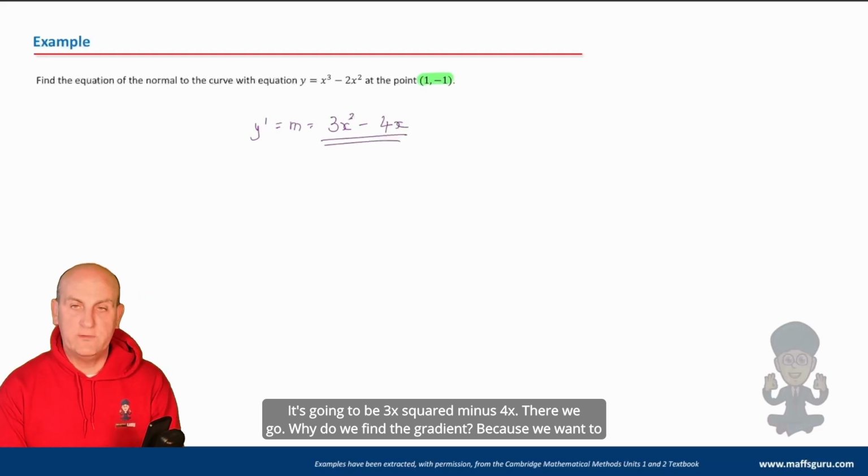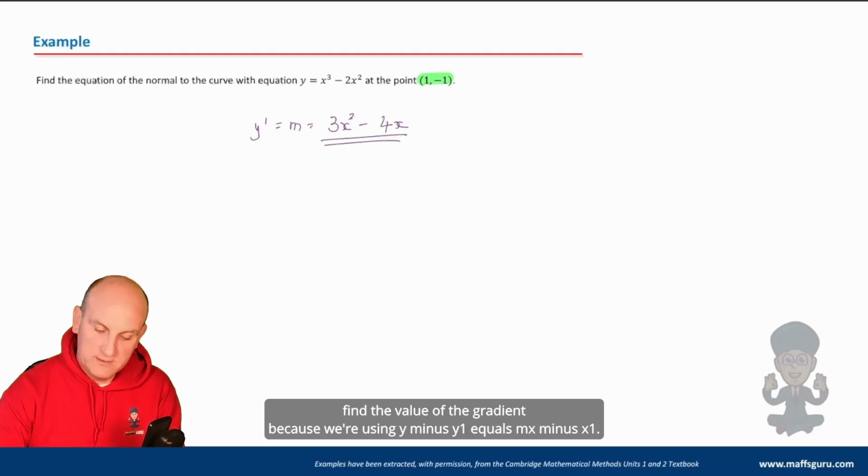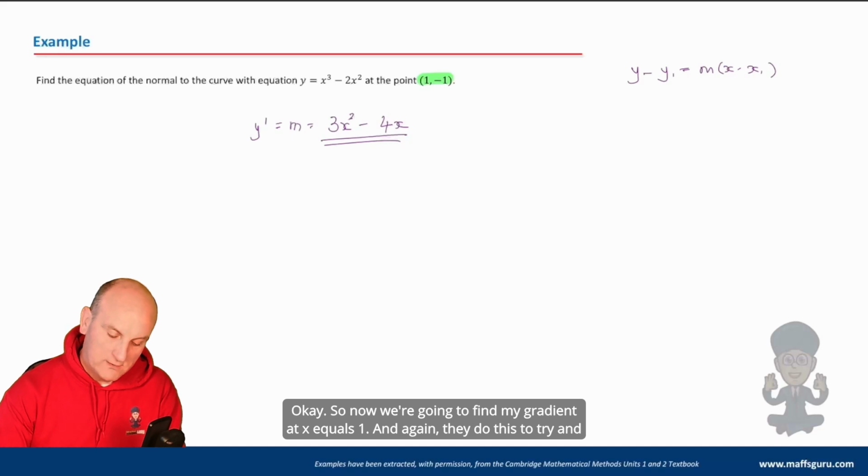Why do we find the gradient? Because we want to find the value of the gradient, because we're using y minus y1 equals m(x minus x1). Okay, so now we're going to find my gradient at x equals 1.